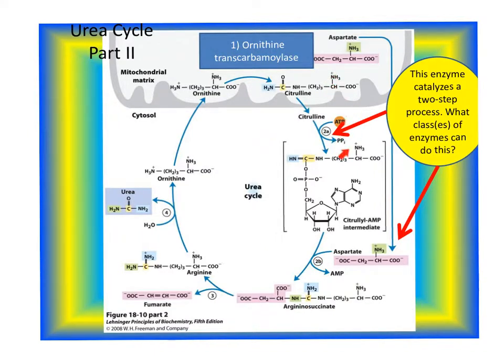But we do utilize an ATP. It utilizes an aspartate from previously, and they've got it color-coded so we can see this is the aspartate, and this is all from the citrulline originally. Okay, and this is the nitrogen that we've been trying to get rid of all along. Well, actually, we're going to be getting rid of both nitrogens, but this is the original nitrogen that we had from before. So what class or classes of enzymes can do this?